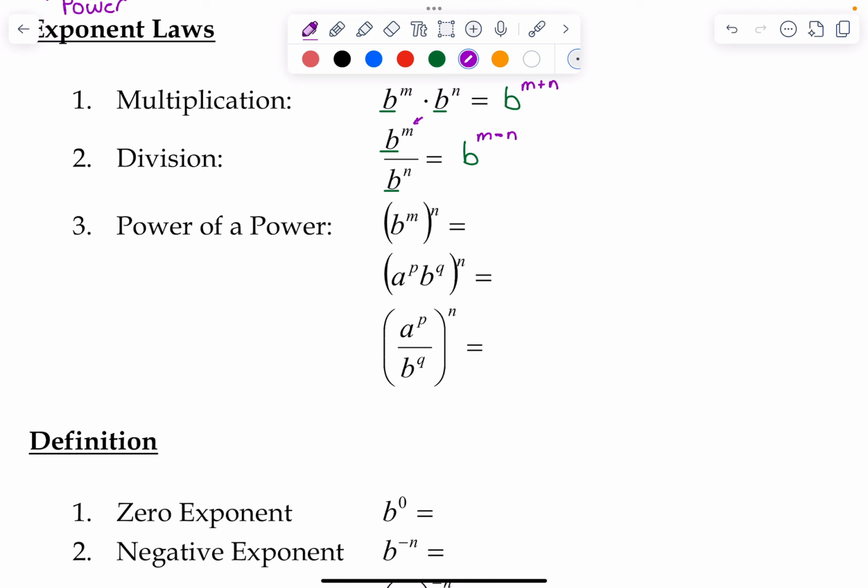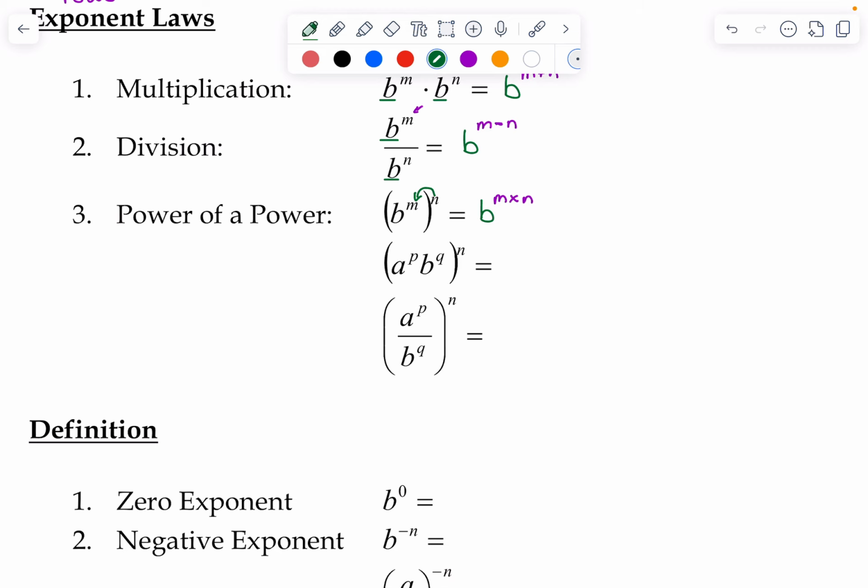Okay, power of a power, or power to a power. We have three different scenarios here. What happens when we have a base put to an exponent, and then that is also put to an exponent? Well, an exponent to an exponent says multiply them. So in this case, this would be b to the m times n. So this n, whatever exponent is out here, gets distributed to this exponent. And when I say distributed, I mean multiply.